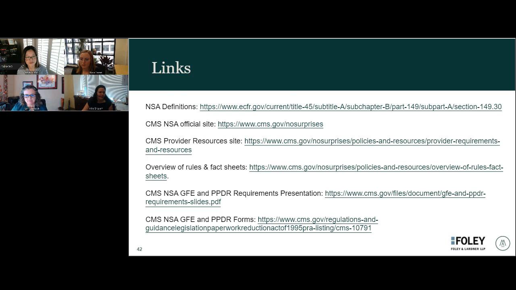And then here are some links to important forms and resources, including definitions and the CMS template, good faith estimate, and PPBR forms. Even if you do decide to create your own and deviate from these CMS forms, we recommend at least looking at them to make sure you're still meeting all of the elements that are required here.